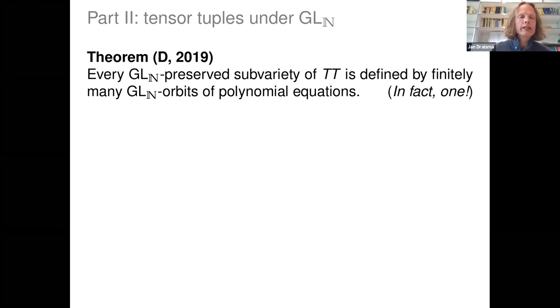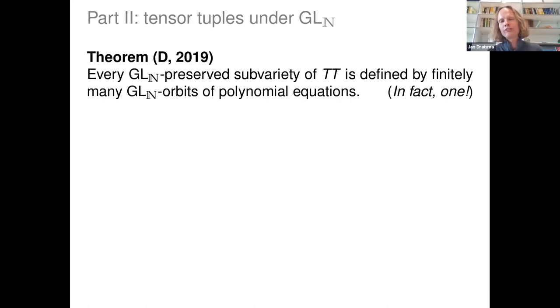Well, there's certainly a weak analog of Hilbert's basis theorem, which says the following. Every GL infinity preserved subvariety of this space of tensor tuples is defined by finitely many GL infinity orbits of polynomial equations. And in fact, if you want to be really pedantic about it, you can even take a single polynomial equation, take its orbit under GL infinity, and that defines your GL infinity preserved subvariety. So I think that's quite surprising, but that's how it is.